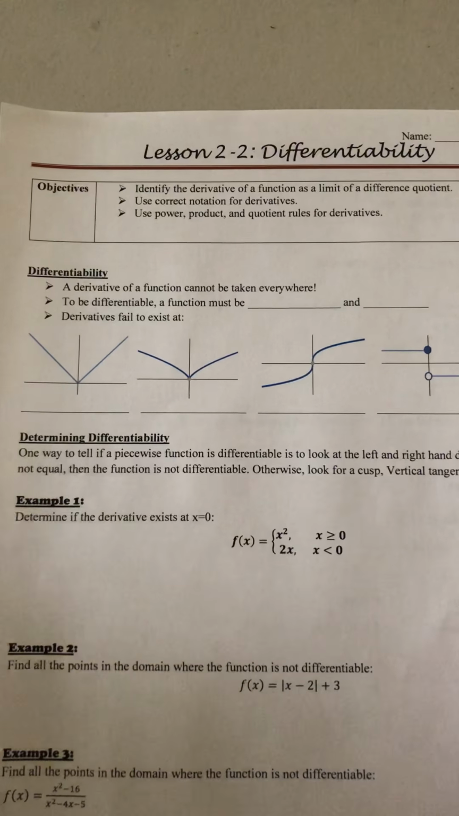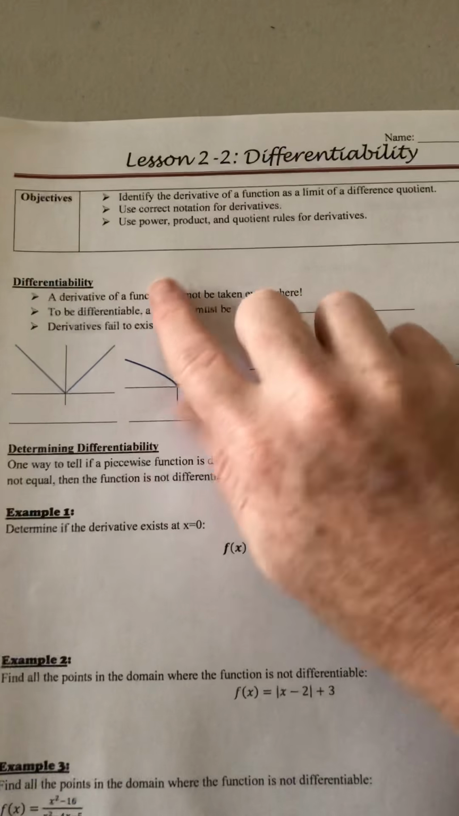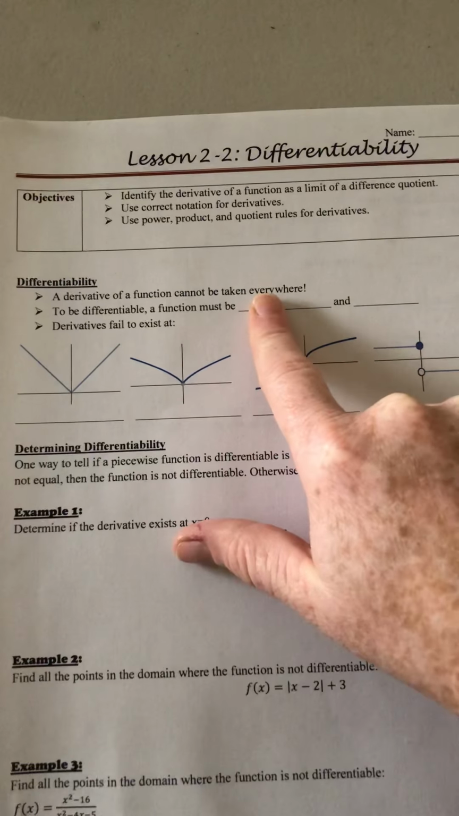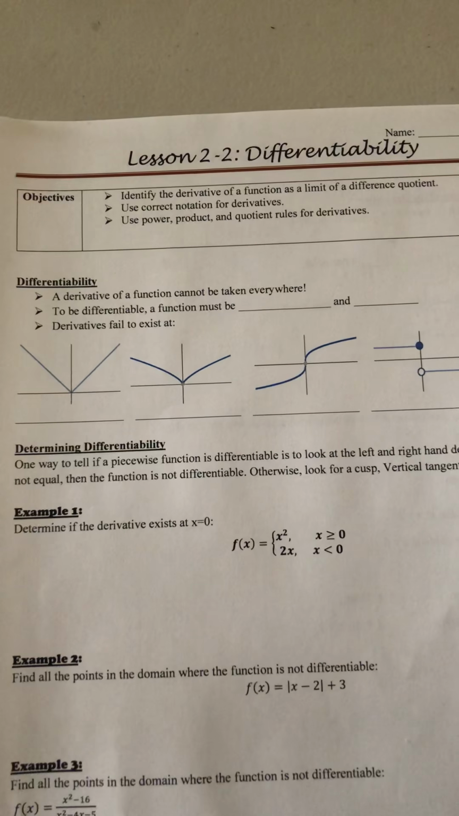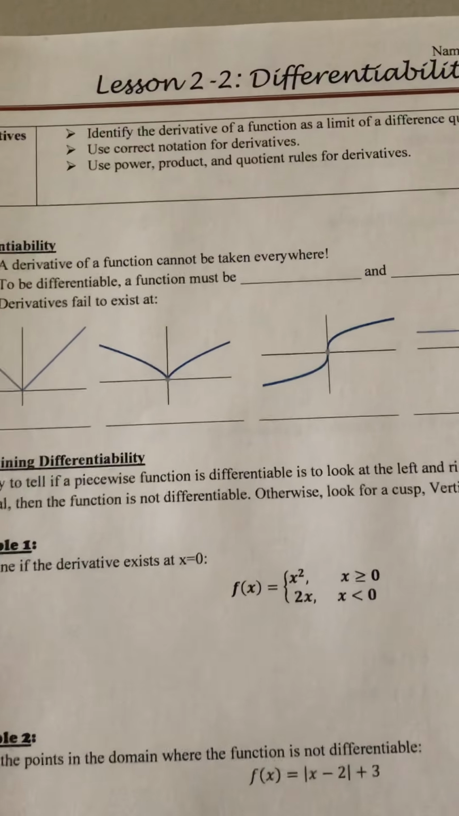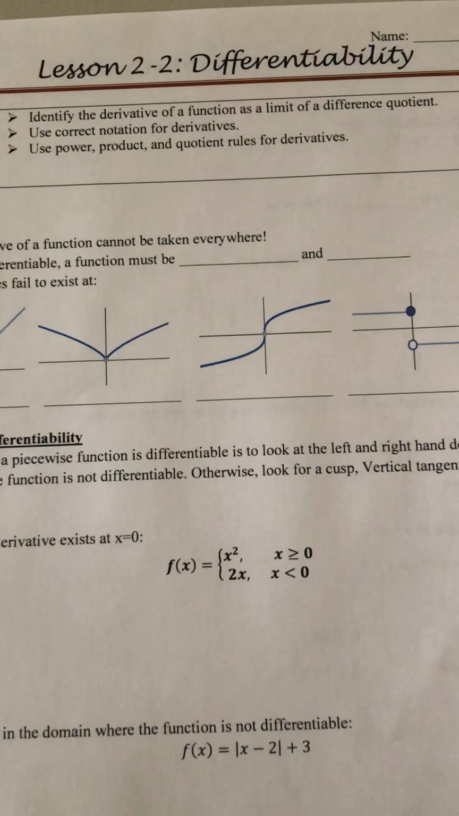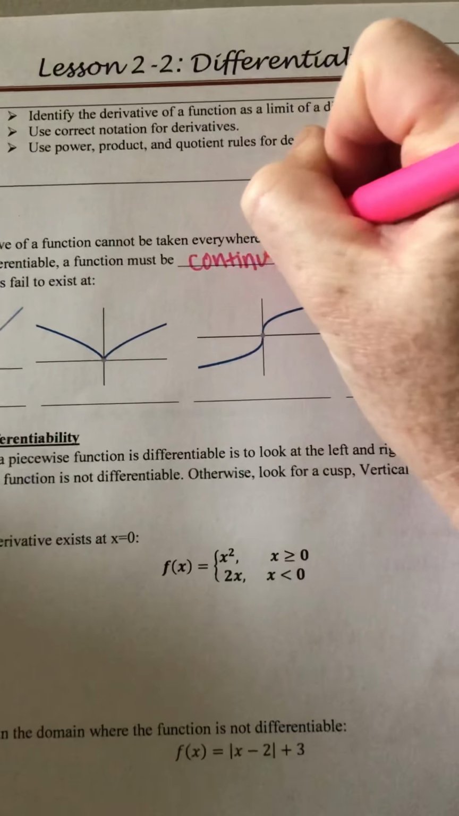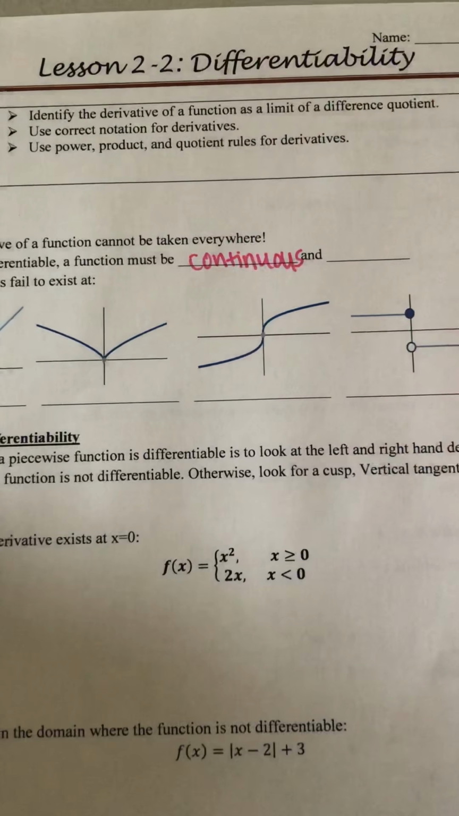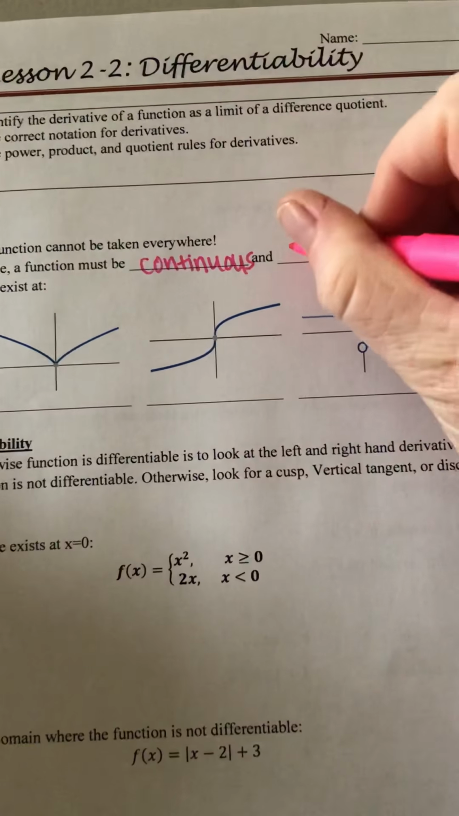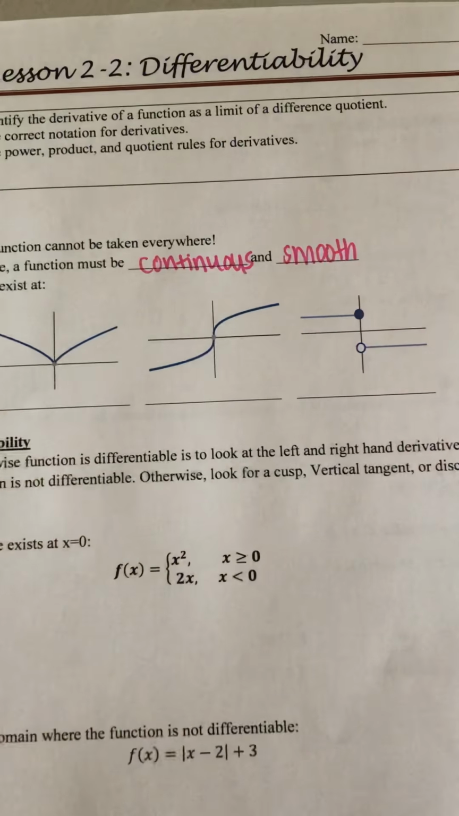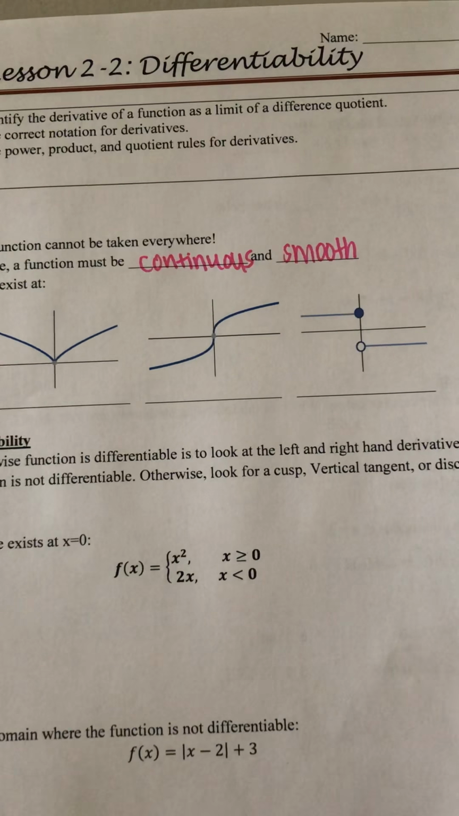Differentiability is our next lesson. A derivative of a function cannot be taken everywhere. To be differentiable, a function must be continuous and smooth, either the whole way or through a given interval.